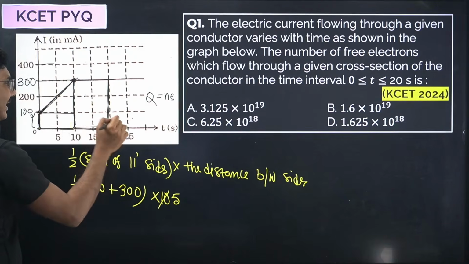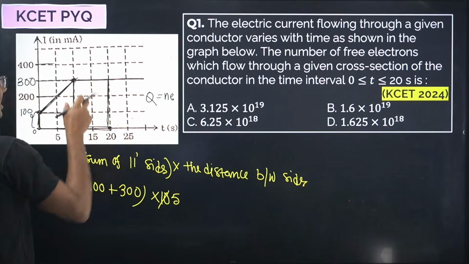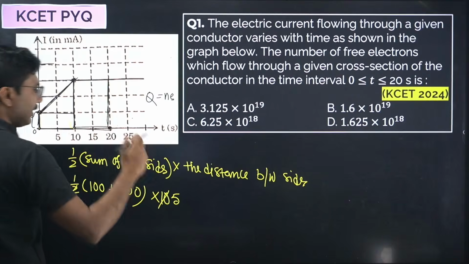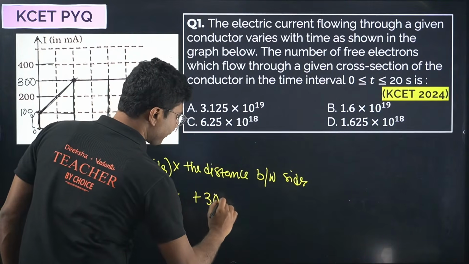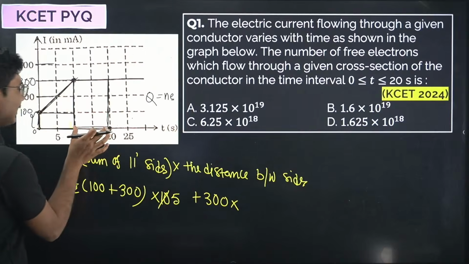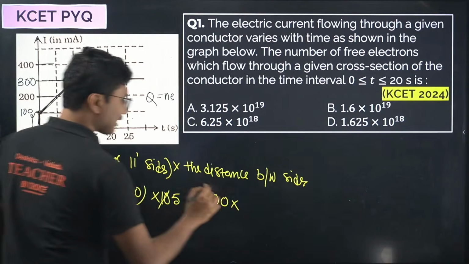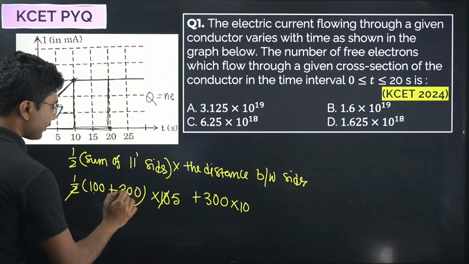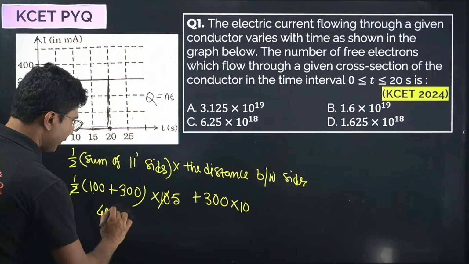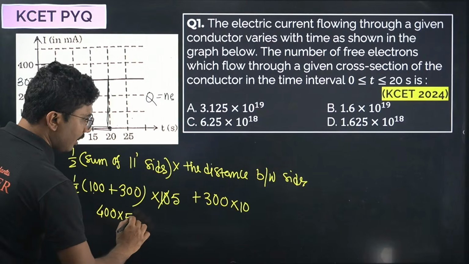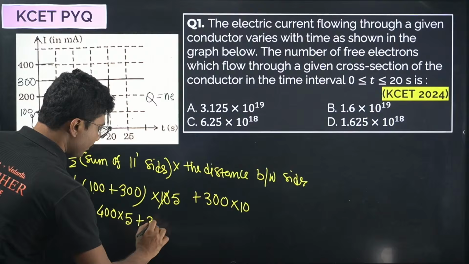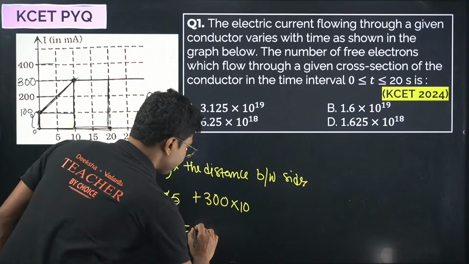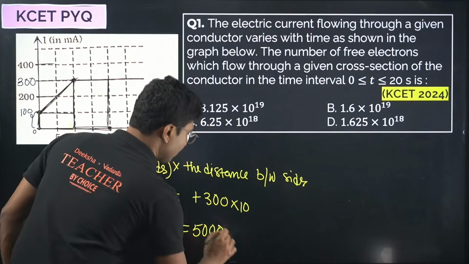What about the rectangle? Rectangle is simple. Rectangle is length into breadth. Now what is length? Length is 300, so plus 300 into the breadth, which is 20 minus 10, that is another 10. Okay, now simplify this. So 100 plus 300 is 400, 400 into 5, plus 3000. So this will be 5000. So this is the total area.